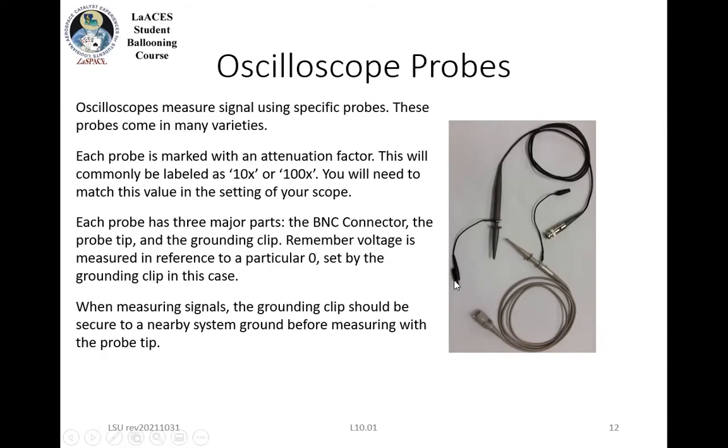So to measure a signal, you have to have both of these connected, right? If I don't have the grounding clip connected, I don't know what my voltage is in reference to. This is like your negative probe of your multimeter. This is your positive, right? If I just touch one of the probes of the multimeter to my circuit, that doesn't tell me anything. I have to touch both ends.